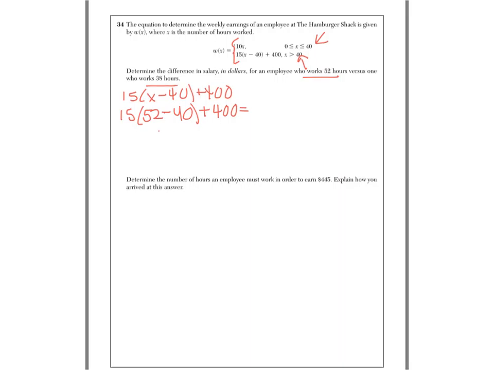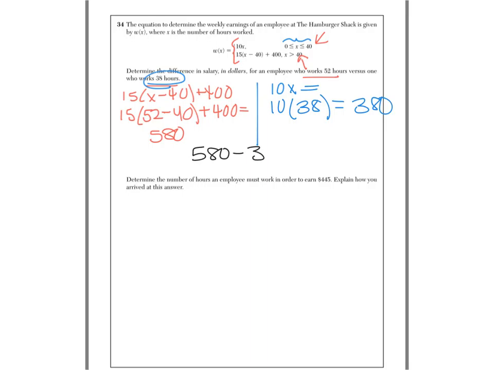We get 580. On the other hand, a person who works 38 hours applies to this interval here. It's less than 40 but greater than 0, so I'm going to plug it into 10x, which is equal to 10 times 38, which is equal to 380. So the difference is 580, take away 380, which is equal to 200. So that's the difference in salary.